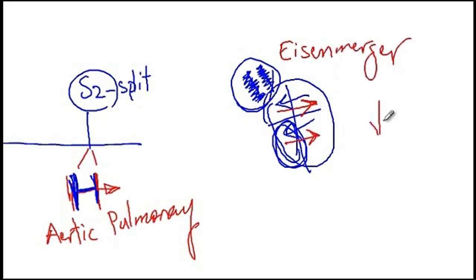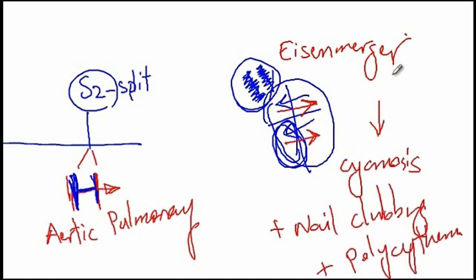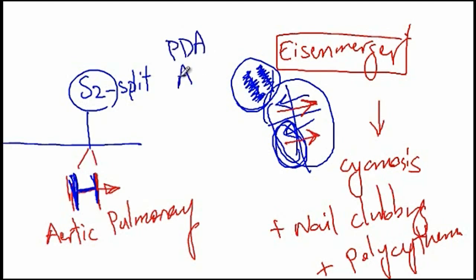And at this stage, these patients will develop cyanosis, plus nail clubbing, plus polycythemia. So just keep in mind, Eisenmenger syndrome is when the left to right shunting turns into right to left shunting, and this condition is seen in PDA, ASD, and VSD.